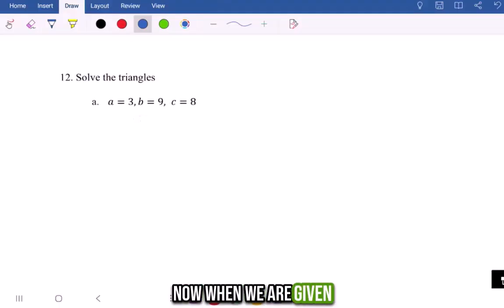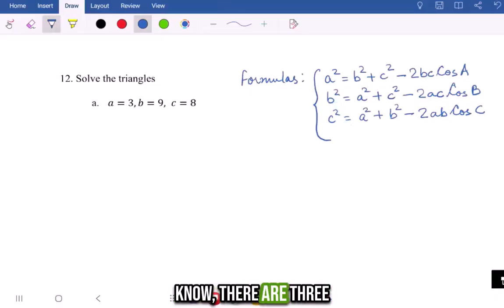Now, when we are given the length of three sides of a triangle, we will have to apply the law of cosines. All three formulas will be first written out, and then we will pick the formulas one by one and solve for the different angles. So here on the side, let's write out the formulas first. As we know, there are three formulas pertaining to the law of cosines, one for each of the sides.